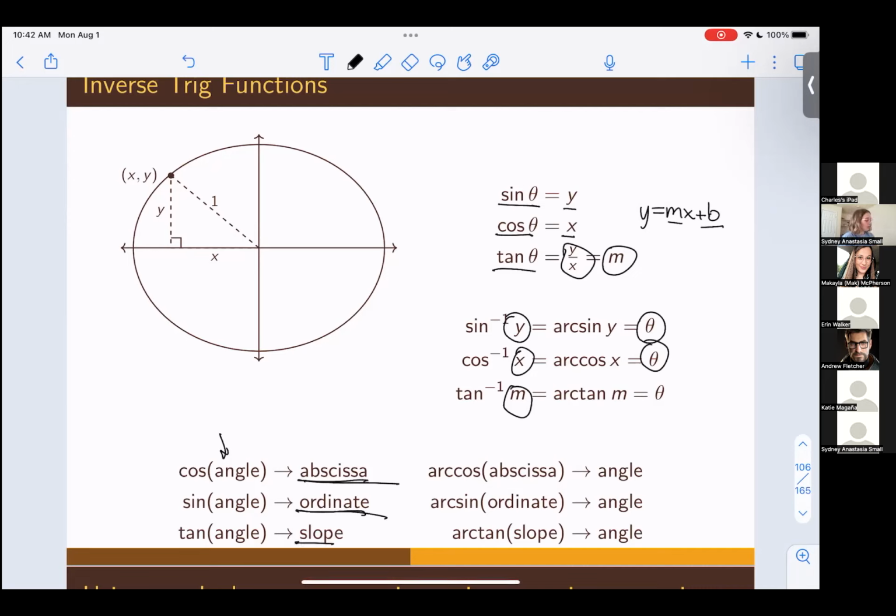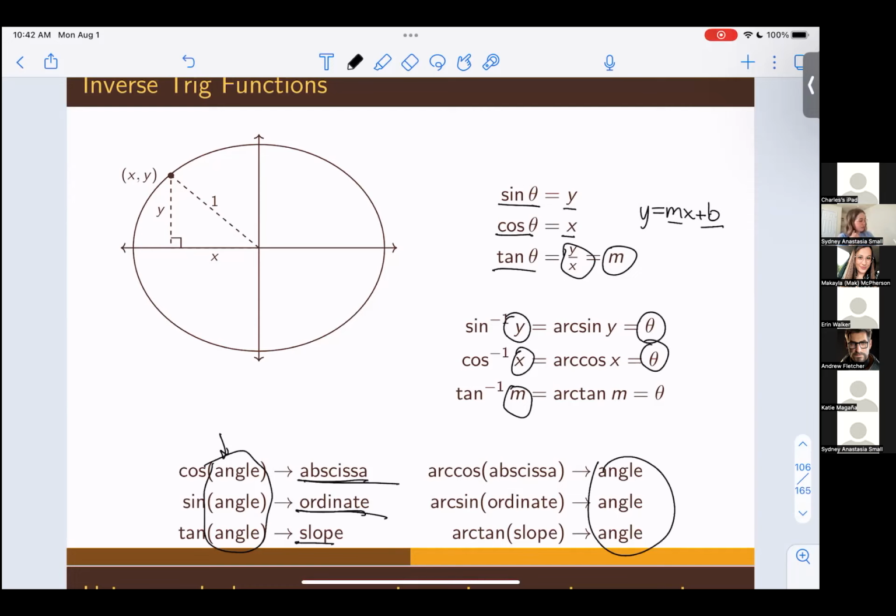Cool. So the inverse functions, as you can see, have the exact opposite operation. Instead of the angle always being the input, it's always the output. And so we have to be very careful with what we're putting in and identifying and knowing exactly what kind of thing we're feeding to a function.